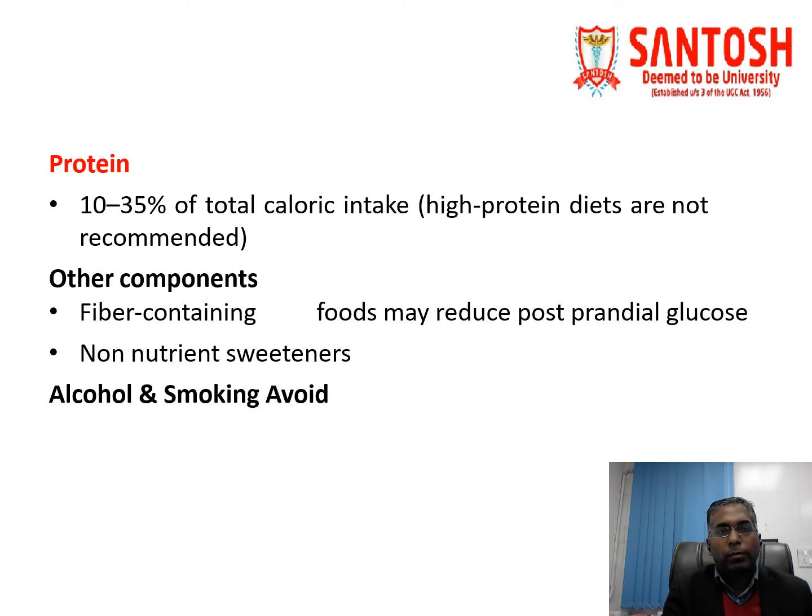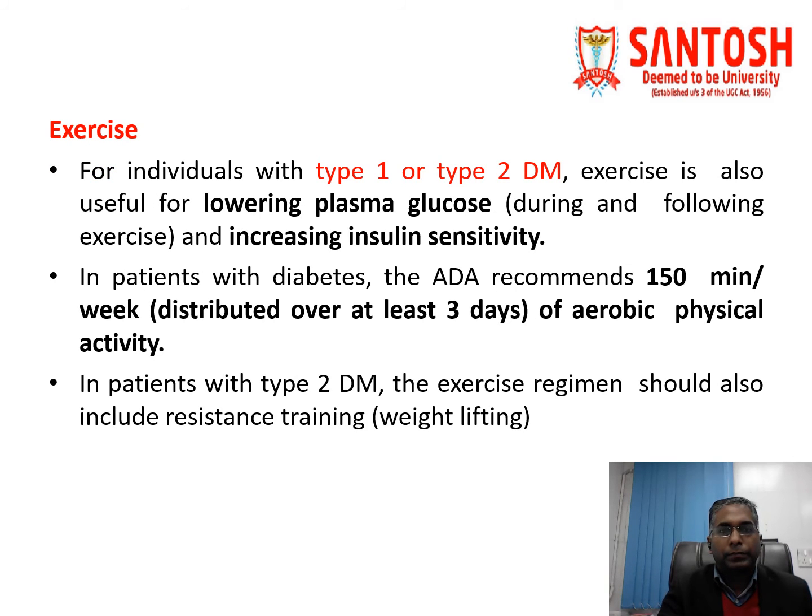Regarding protein, the consumption of protein should be limited to 10 to 30% of total caloric intake, and high protein diets are not usually recommended, especially in chronic kidney disorder or patients with diabetic nephropathy. Other components like fiber-containing food may reduce postprandial glucose, and non-nutrient sweeteners can be advisable. And alcohol and smoking should be avoided because they can cause impairment of blood glucose control by the methods which we have already discussed.